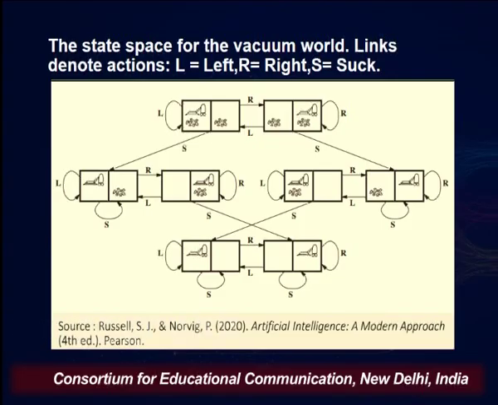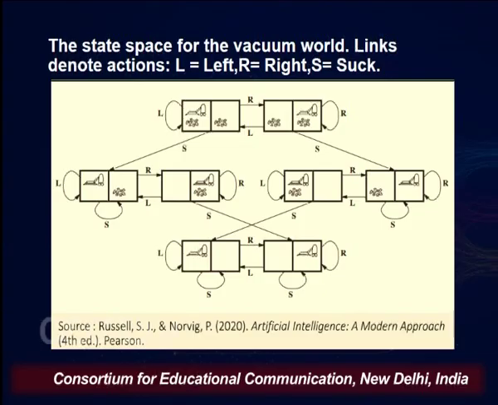Now from a state where the vacuum cleaner is in corner A and A is dirty, if it opts for the action suck, then A will be clean, but B is still dirty. Then from here it can also move L and it will be in the same situation, or R and it will move to B. From B it can take L and come back. But in B, if it takes the action suck, then B is now clean.